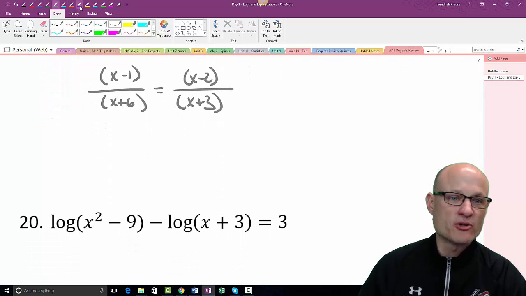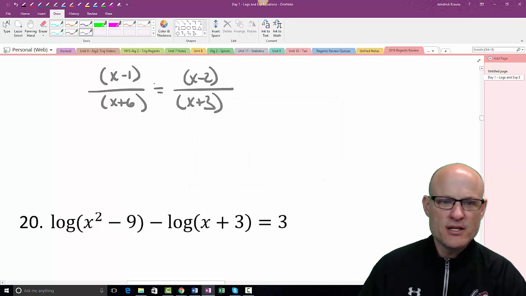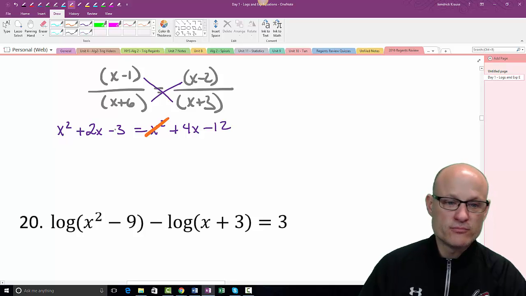So we're going to cross multiply. I'm going to try to save myself a little bit of time here. These two I'm going to multiply, doing the double distributing right away: x squared plus 2x minus 3 equals, and I'll double distribute these, x squared plus 4x minus 12. Well, these cancel.